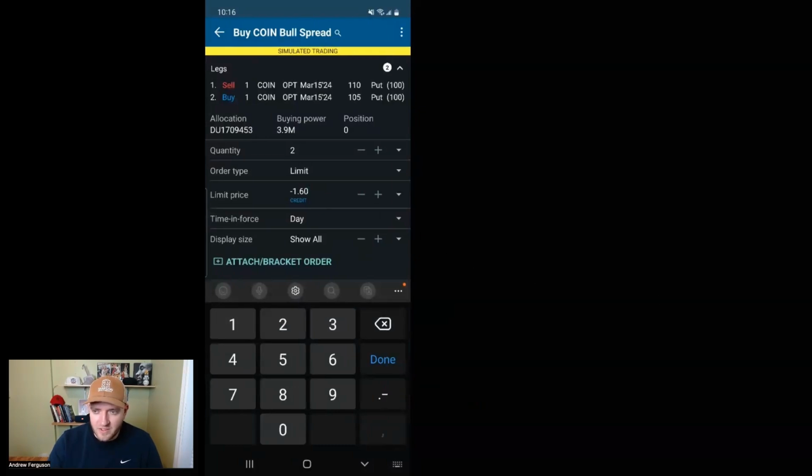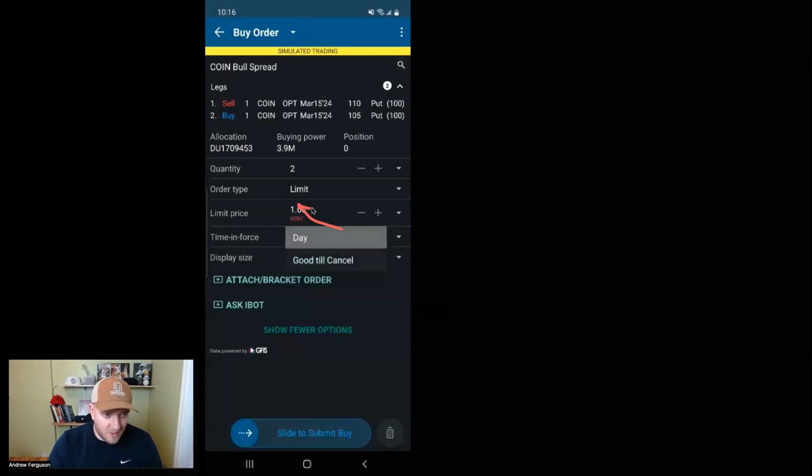If I was to just type in manually right off the hop and go 160, I'll show you what it does. You just do 160 or 1.60, and it's going to update to a debit, which means you're going to be paying, which is not what you want to do. You're going to be way off on the price. I'm going to make sure that it says credit in there because we're doing a credit spread.